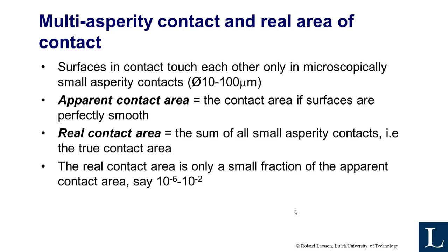The apparent contact area is the whole zone of contact if the surfaces had been perfectly smooth, for example two flat, perfectly smooth surfaces in contact with each other. Then the apparent or nominal contact area can be gigantic, but the real contact area is the spots where there is actual contact. That's normally at the summits of the asperities. And this real contact area is normally only a fraction of the apparent contact area, could be fractions of a percent normally.